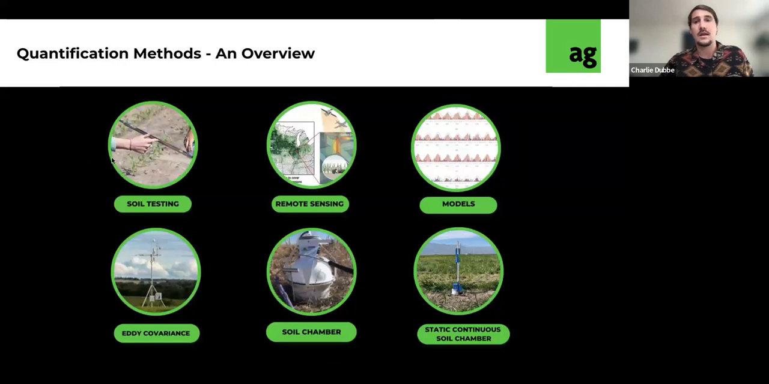These are the variety of different quantification methods that we're going to go over: soil testing, remote sensing, practice-based models and other models. We're also going to be looking at eddy covariance towers, soil chambers, and the static continuous soil chamber that Agrology has developed.